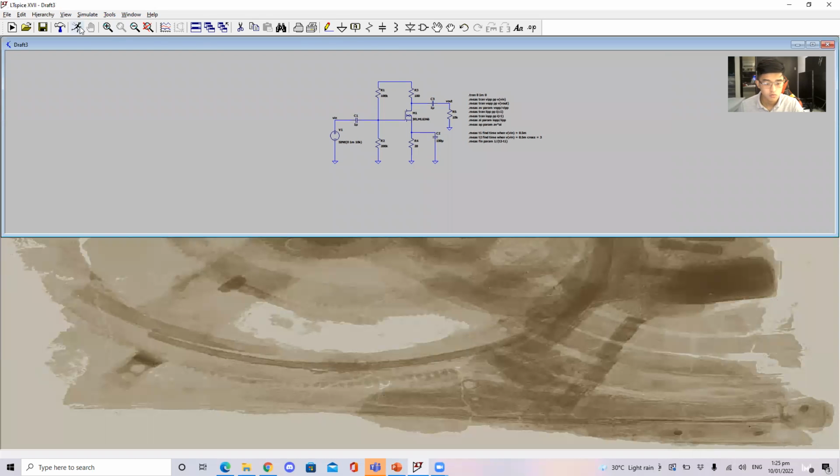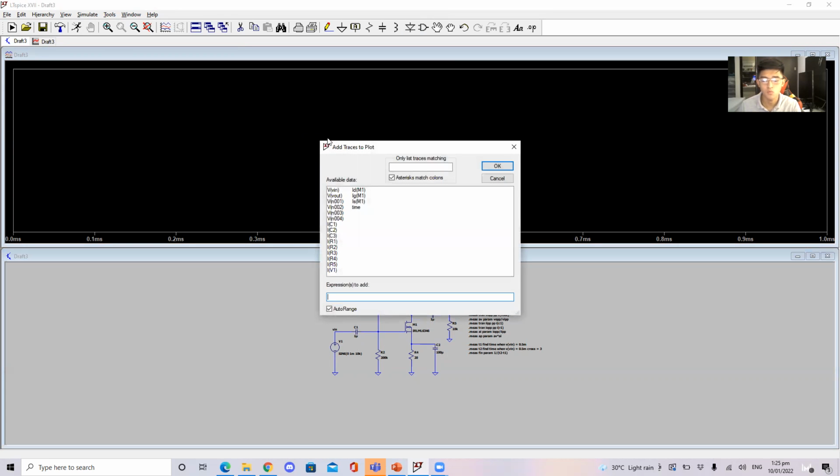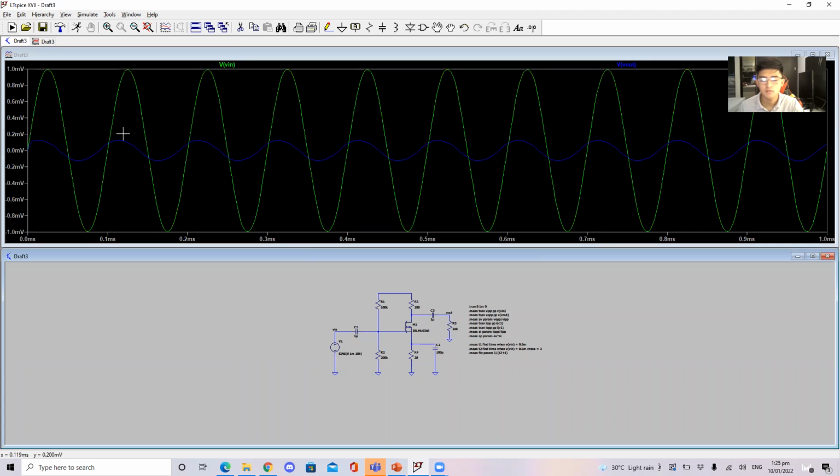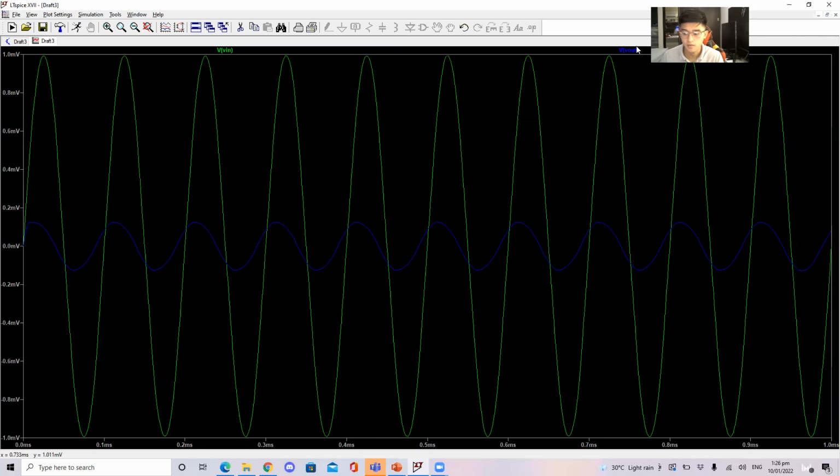So run it. As you can see, you're given this blank graph, and you need to add traces in order to see what you've seen earlier. So you just put V in and V out, and basically they show you this graph of your voltage input and your voltage output. As you can see, the voltage input is in green, while the voltage output is in blue, where the voltage input has more curvature compared to the voltage output, which is in blue. This is the voltage output and input.